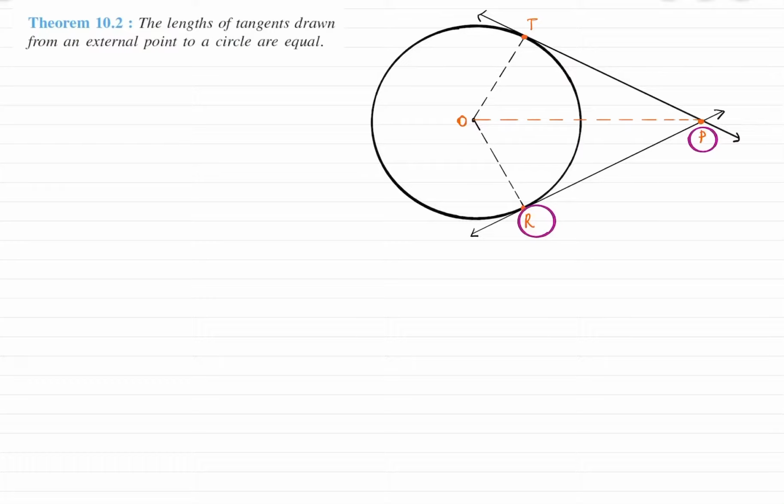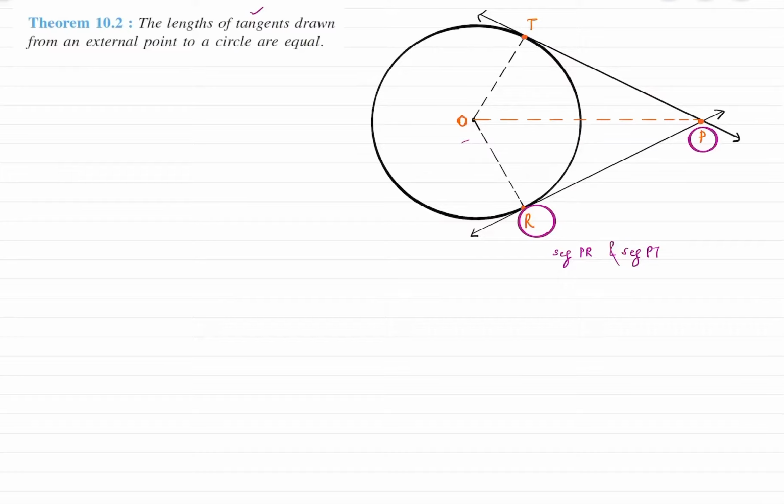So basically, segment PR, the length of this segment, and segment PT are our lengths of tangents, alright? And we have to prove that these lengths, that is PR and PT, drawn from an external point to the circle with center O, are equal. So we have to prove that PR is equal to PT.